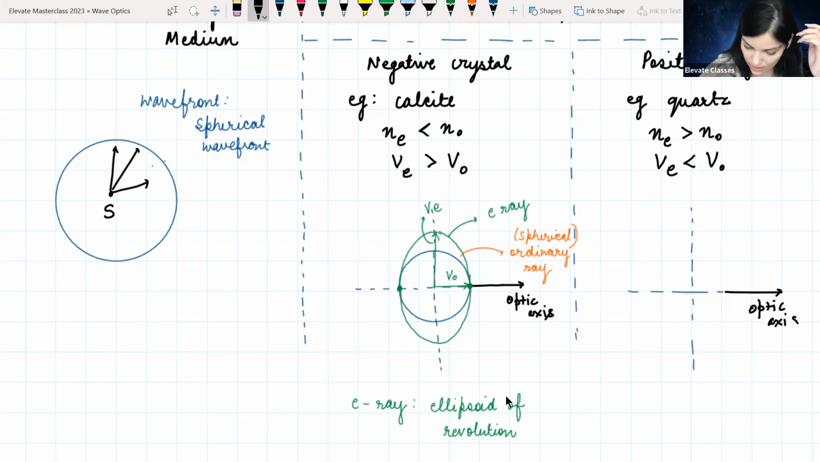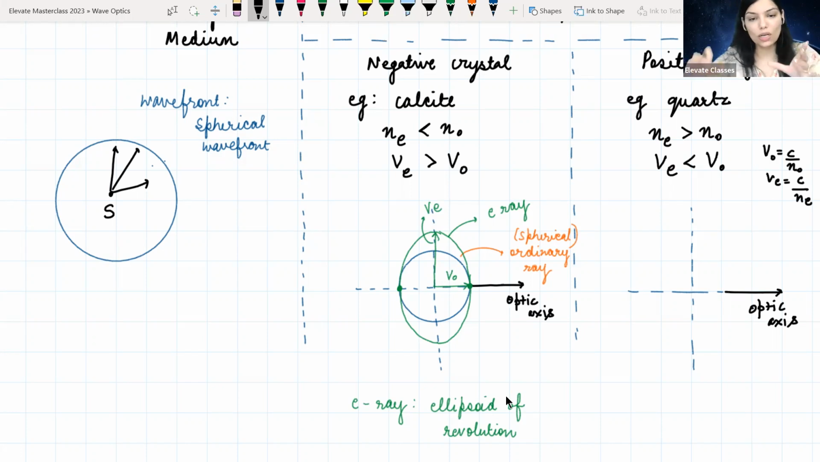But now, because this is a positive crystal and NE is greater than N naught, and therefore VE is less than V naught. Always remember this, that V naught is this and VE is C by NE. Okay, so now what is there in this, the V naught is larger. So only when my E ray is also traveling parallel to the optic axis, the velocity of the E ray will be equal to V naught.